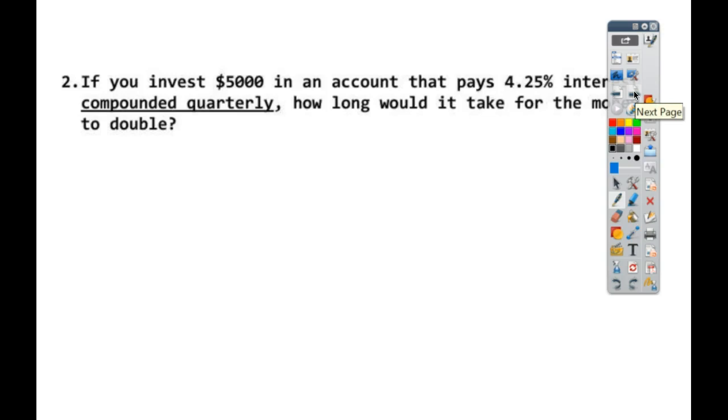So number 2, is this what we did yesterday or what we're doing today? Which one? Pick one, Cabello. You can't have both. All right. Why do you know it's yesterday? It says compounded quarterly. That's yesterday.